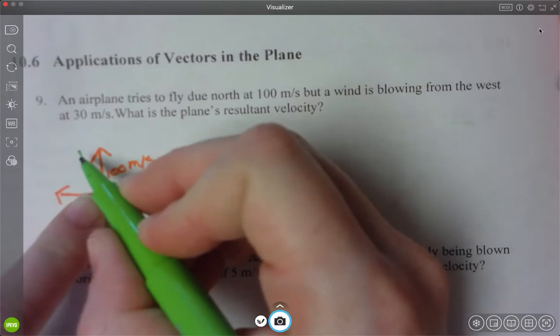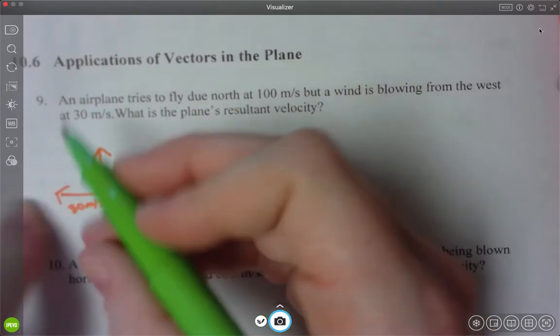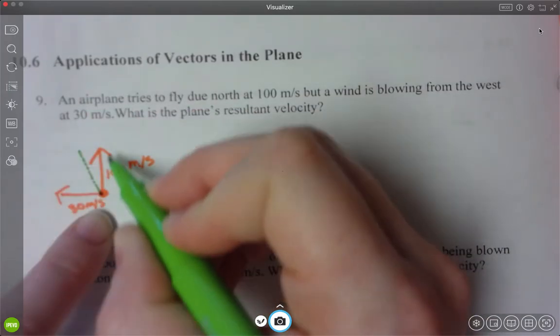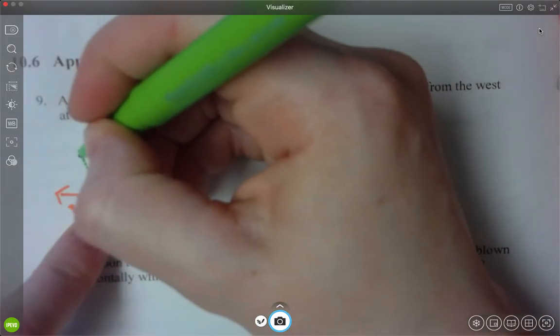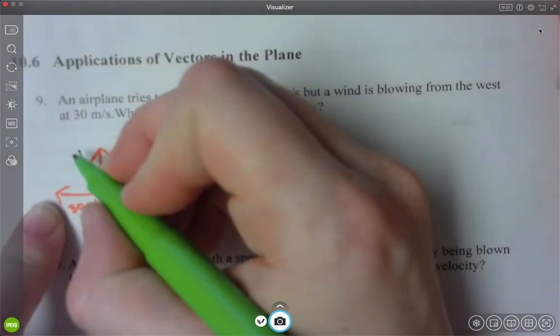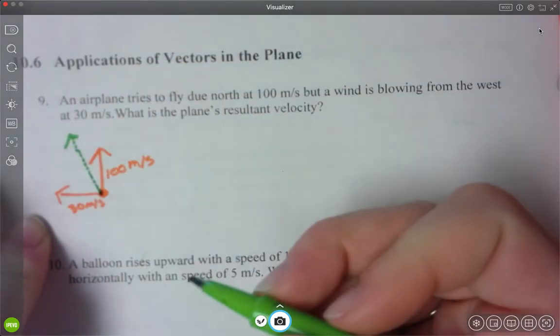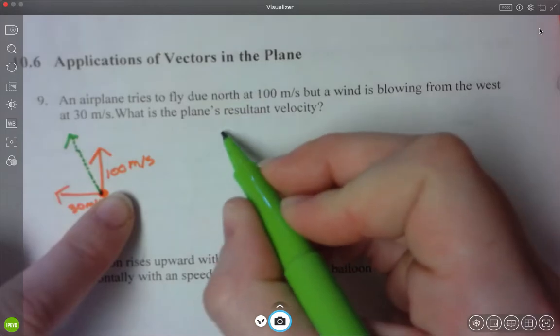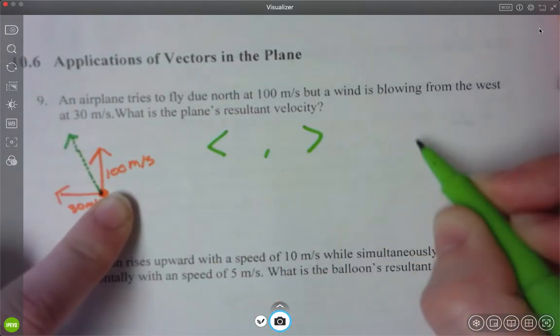Probably more so in the up direction than it is to the right, because this is only pulling at 30 and this is pulling at 100. So it's probably only going to move a little bit to the right, and it's going to still go in the upward direction, but we need to figure out what that upward direction is, okay? So we need to figure out what the component form of each one of those vectors is.